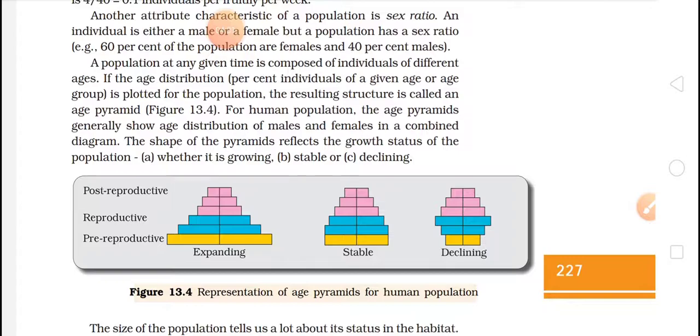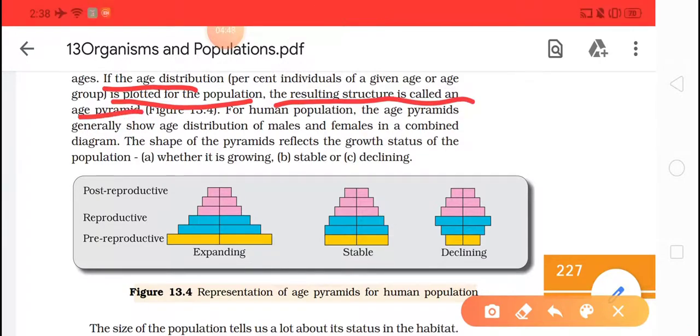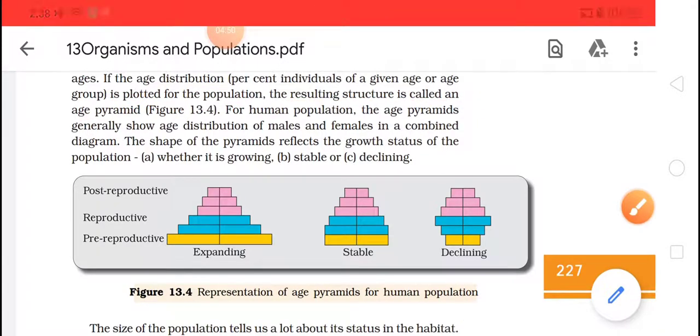Okay, so let's see what they are talking about. If the age distribution, age wise, of a single organism, we are talking about rat only, is plotted for a population, the resulting structure is called an age pyramid. For human population, the age pyramid generally shows age distribution of males and females in a combined diagram. Okay, so they are not differentiating it, but they are combining.